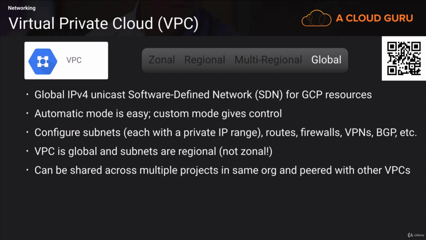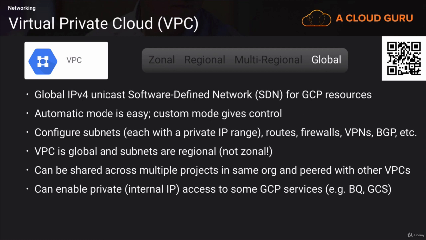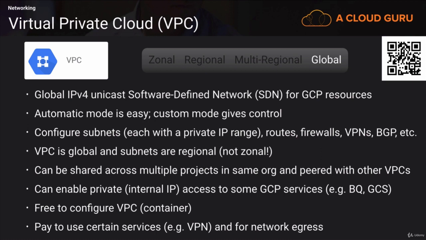VPCs can also be shared across multiple projects in the same organization, and they can be peered with other VPCs, including ones outside of that organization. Another feature is that you can enable private access to some GCP services, which means that they'll use their internal IP addresses to connect to them. Now, the VPC itself is free to configure, but you'll pay to use certain services within it, and of course for the network egress charges that we've already talked about.